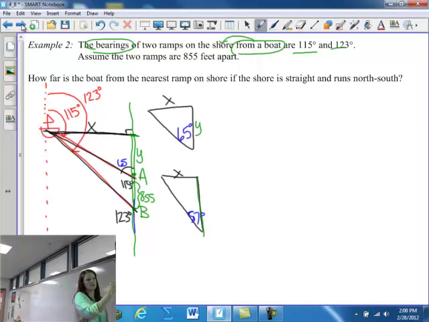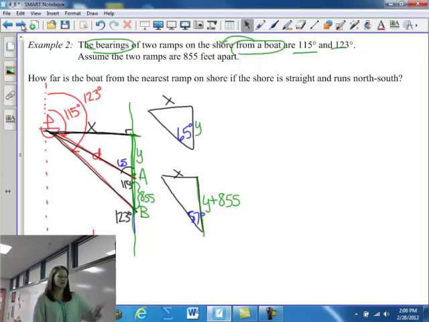So how much is that if we start up here and we get to the second ramp? How about Y plus 855? Okay. Now, if we keep reading, they want us to find out how far the boat is from the nearest ramp on the shore, which in my case is ramp A. Eventually, I'm going to need this distance. I am looking for D, but not right this second.